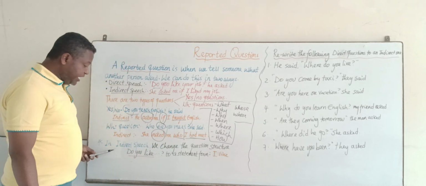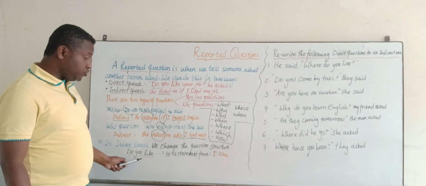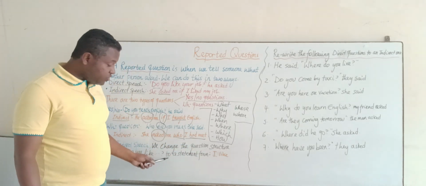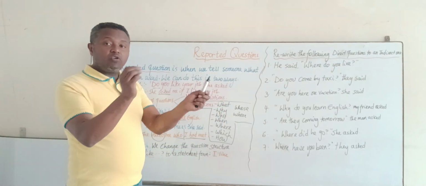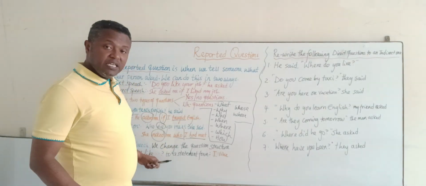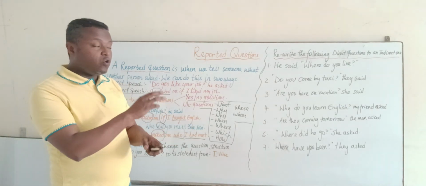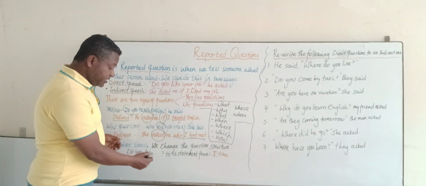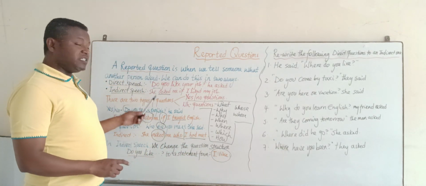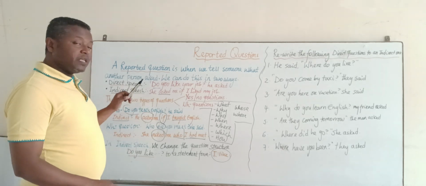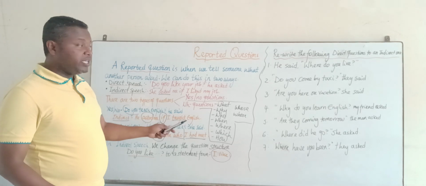So in general, in indirect speech, we change the question structure, like do you like, into a statement form, I like. That means the order of words in the direct and indirect speech structure, we reverse the sentence into a normal English sentence structure. So this is basically how we convert reported questions from direct speech into indirect speech.